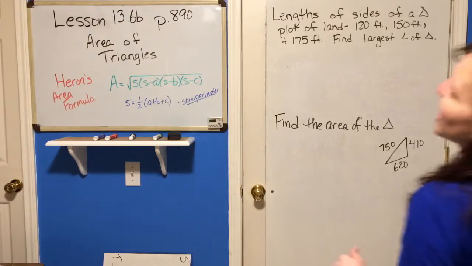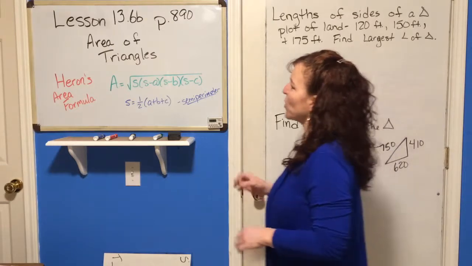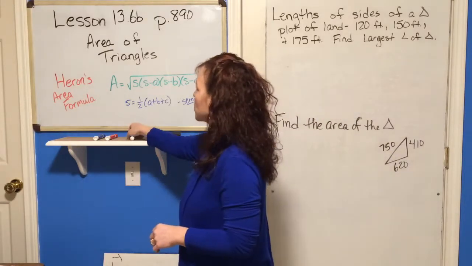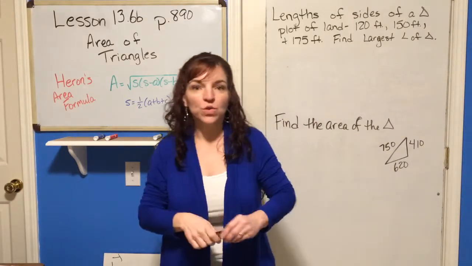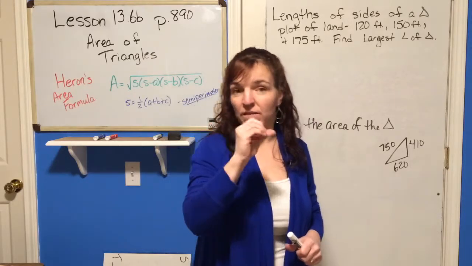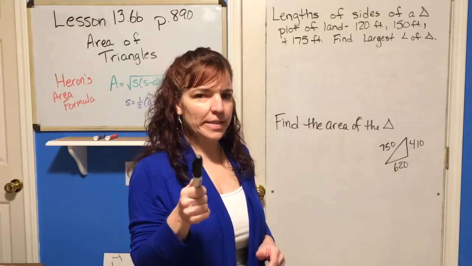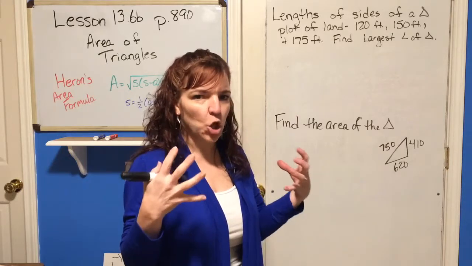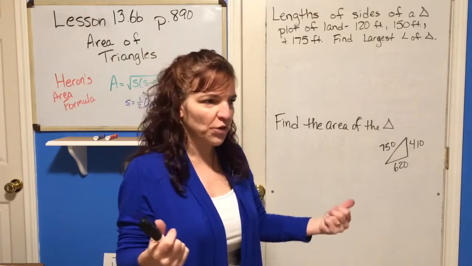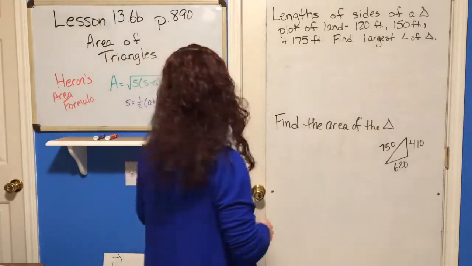Second half of section 13.6, we're going to deal with the area of triangles when we don't know angles, so that we can't use the other area formula that we've used before. And now I must say you're getting off easy, because the law of sines took me so long to explain. I split law of cosines up, and this is way simple and easy.